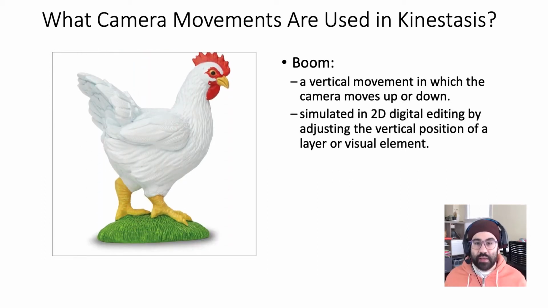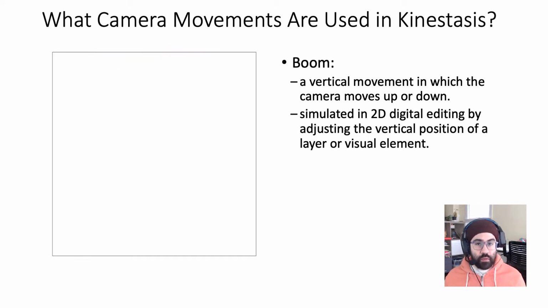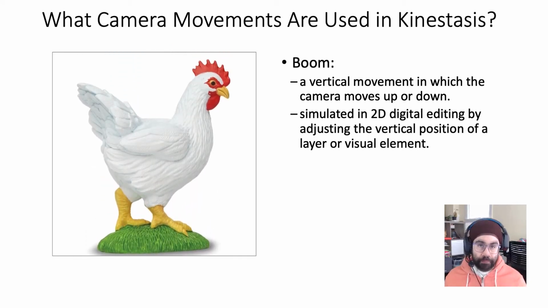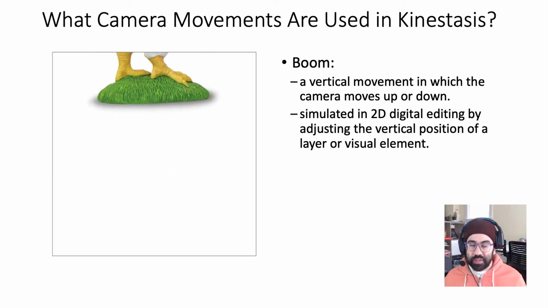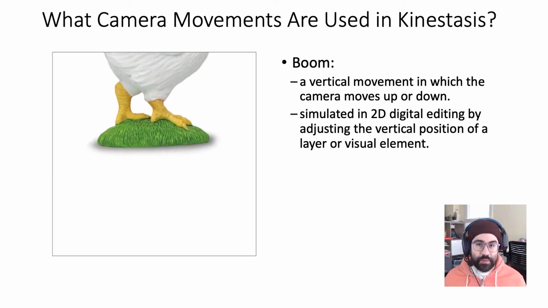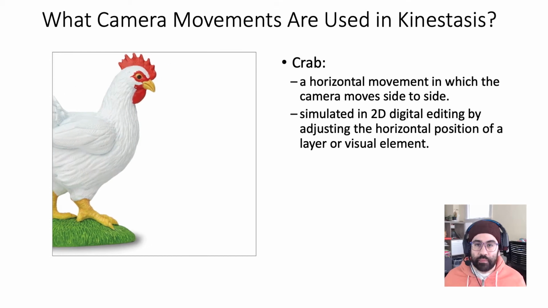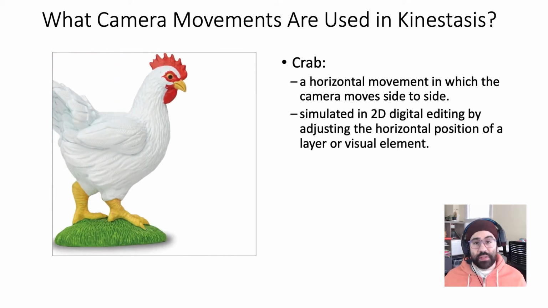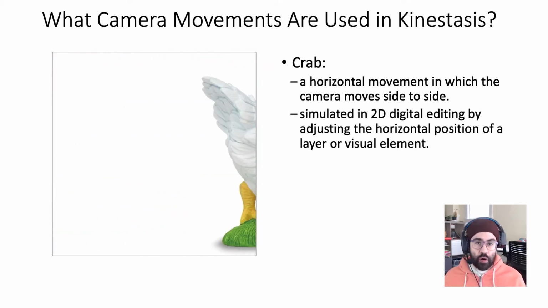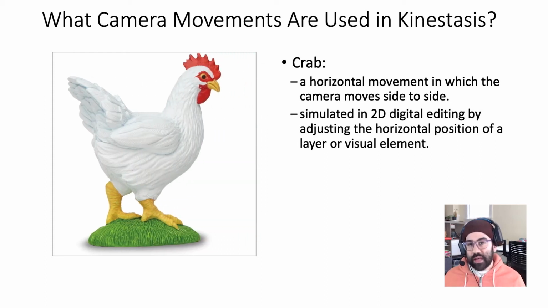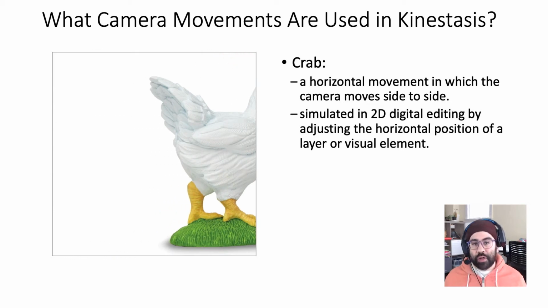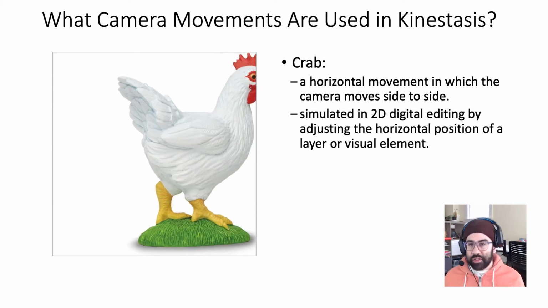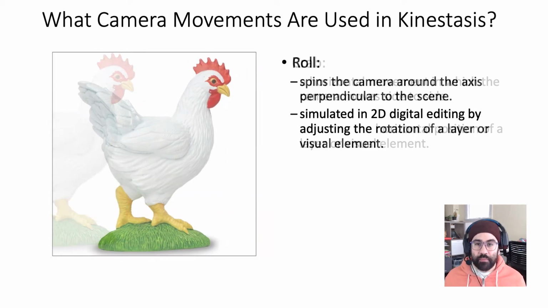Here we can see a boom, and this is a vertical movement where the camera moves up or down. And we can simulate this in animation software by adjusting the vertical position of a layer or a visual element. We could also look at a crab, which is a similar move, and here we're getting a horizontal movement where the camera moves side to side. And similar to a boom, we can simulate this in animation software by adjusting the horizontal position of a layer or a visual element.